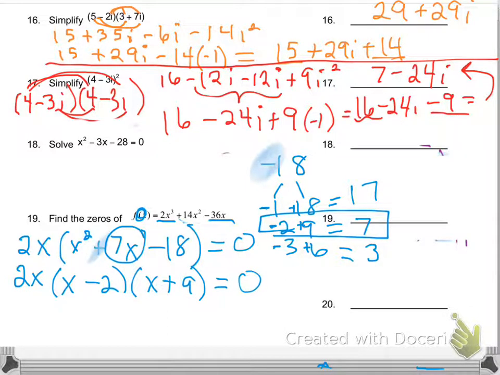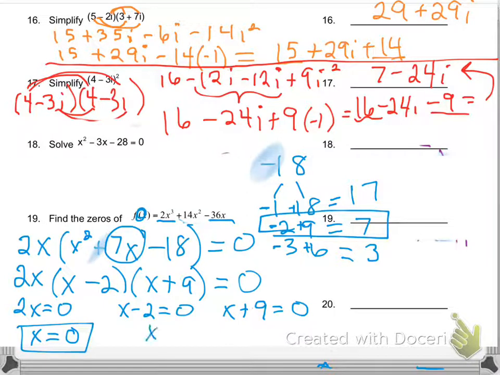Now, once I have it broken down where things are being multiplied and equaling 0, I can take each one and set them equal to 0, each multiple. Okay? And remember, zeros are just another way of saying roots, solutions, zeros, where your x-intercepts, where it crosses the x-axis. So I have 2x equals 0, x minus 2 equals 0, x plus 9 equals 0. And when I solve these, I get 3 zeros. X equals 0. When I add 2, I get x equals 2. And when I subtract 9, I get x equals negative 9.